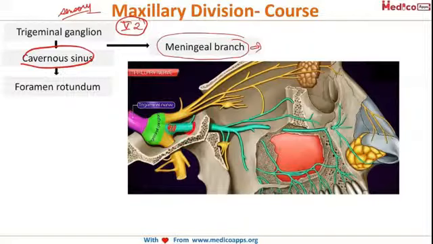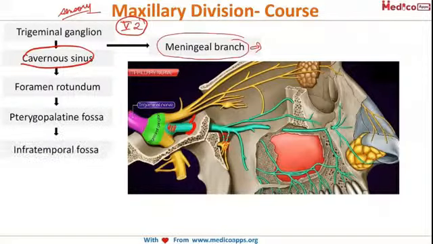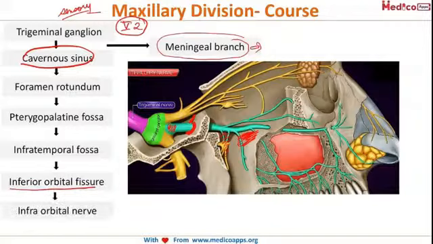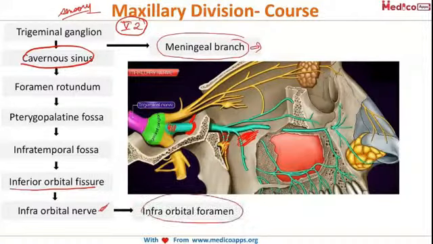So this is the foramen rotundum here, and this is the meningeal branch that it gave out, and from there it enters the pterygopalatine fossa. So this area here is the pterygopalatine fossa, and from there it reaches the infratemporal fossa. Okay, so this area will be in the infratemporal region, and from there it enters the orbit through the inferior orbital fissure. That is, it enters the floor of the orbit. It runs along the infraorbital groove as the infraorbital nerve. Okay, and from there it exits the skull through the infraorbital foramen and gives out its terminal branches.